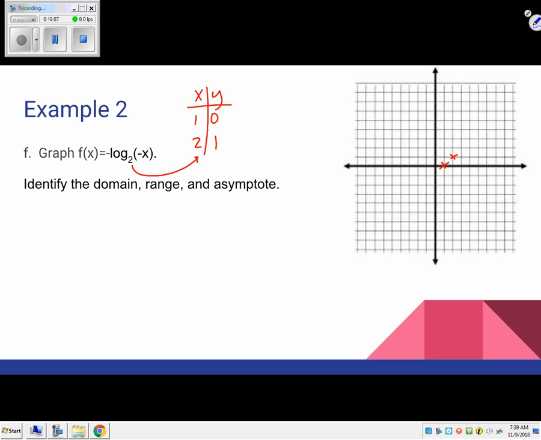Okay, I'm going to do everything on the inside first. So I have this negative on the inside, and it reflects it. Everything on the inside is left and right. So if I reflect it left and right, it's going to reflect over the y-axis. And so this red x will land here. This other one will land up here. Reflected over the y-axis.